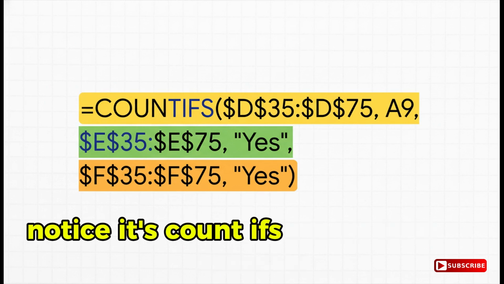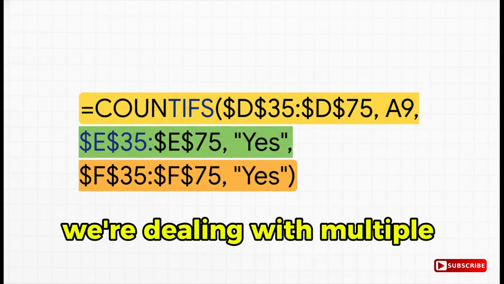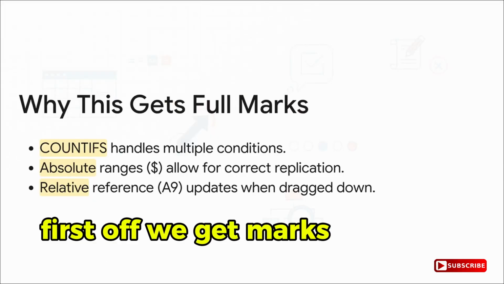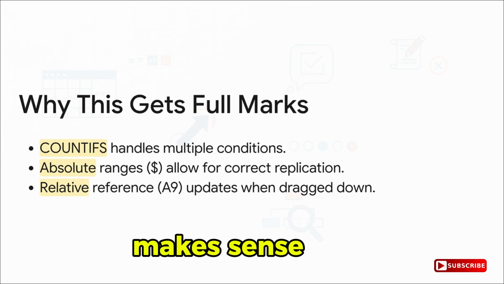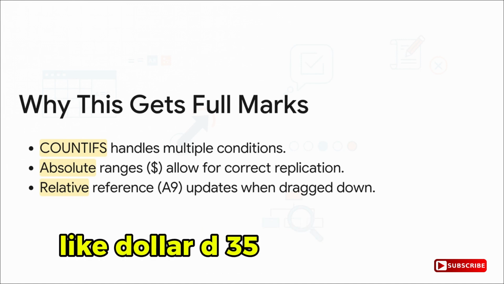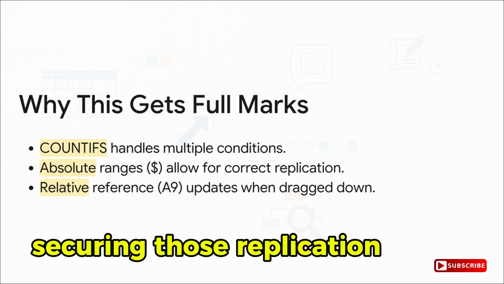Notice it's COUNTIFS with that S on the end. That's the key, because we're dealing with multiple criteria. So let's break this one down too. First off, we get marks for using COUNTIFS because, well, we have more than one condition. Makes sense. Next, look at the dollar signs on all those ranges, like $D35 to $D75. That's us following step 2 again, securing those replication marks.